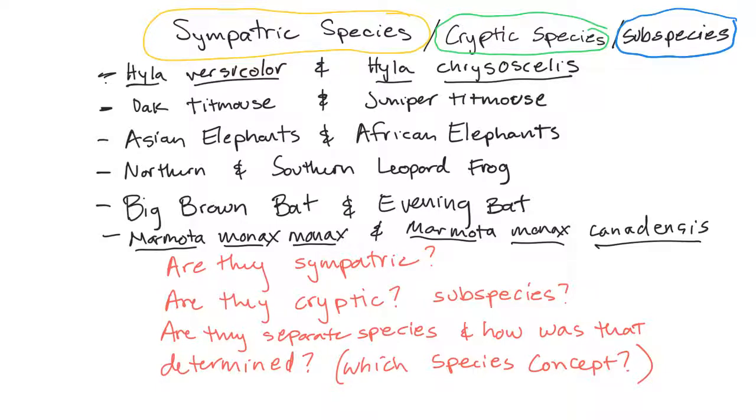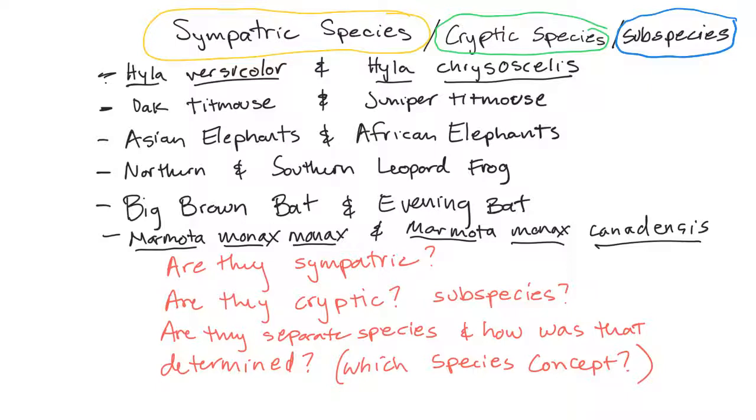Yes, okay, so I have a list of organisms here that are somewhat related, and I want you to pick one, you and your neighbor pick one, and determine whether they are sympatric, cryptic, subspecies, all of the above, none of the above, and how you would determine which of those, okay? Can I do bears?